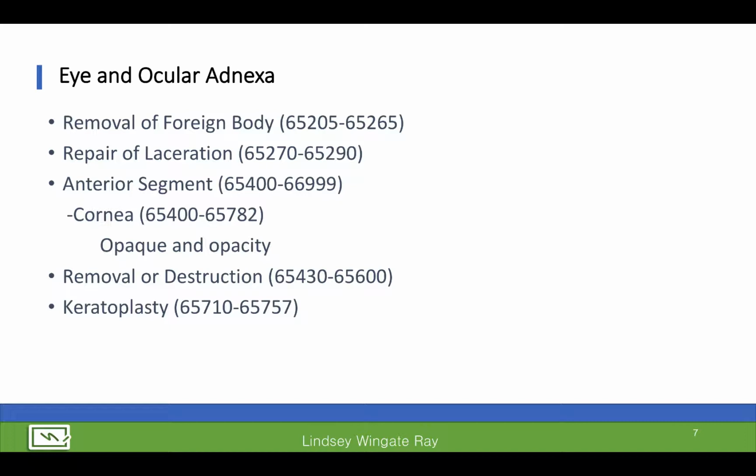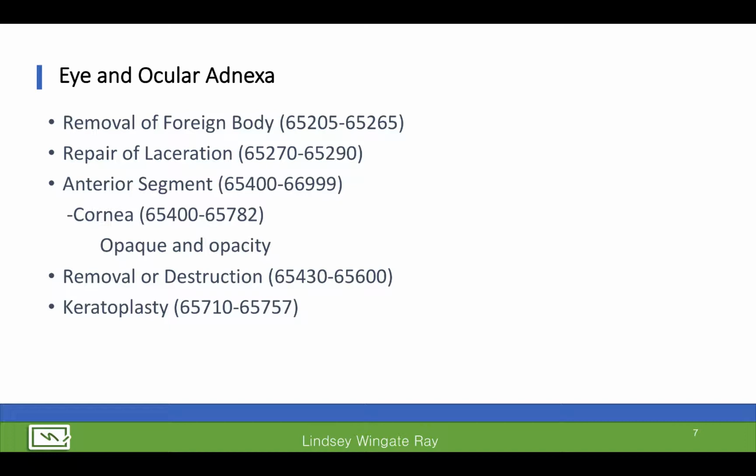Repair of laceration 65270 through 65290 listings also begins with parenthetical instructions. A laceration is a torn or jagged wound caused by blunt trauma, and technically not a cut, but this term is frequently used to describe this. Select these codes based on the location of the laceration, conjunctiva, cornea, or sclera.